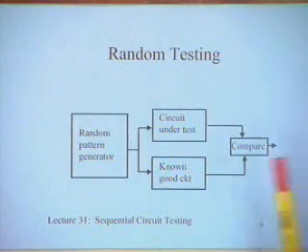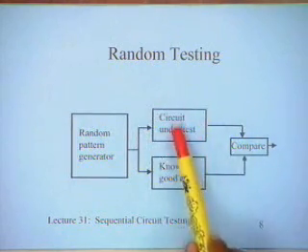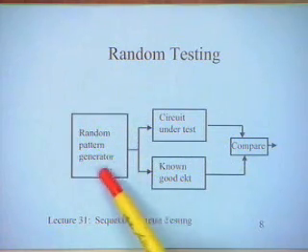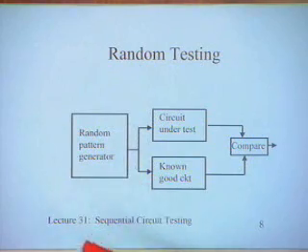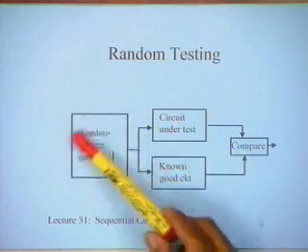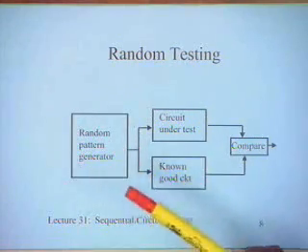Then what you really need to do is put the circuit under test and the known good circuit, and apply the same pattern. If the length of this pattern is longer, your confidence level in your circuit will be larger, depending on how big a pattern you apply. And remember, it is a sequential circuit.